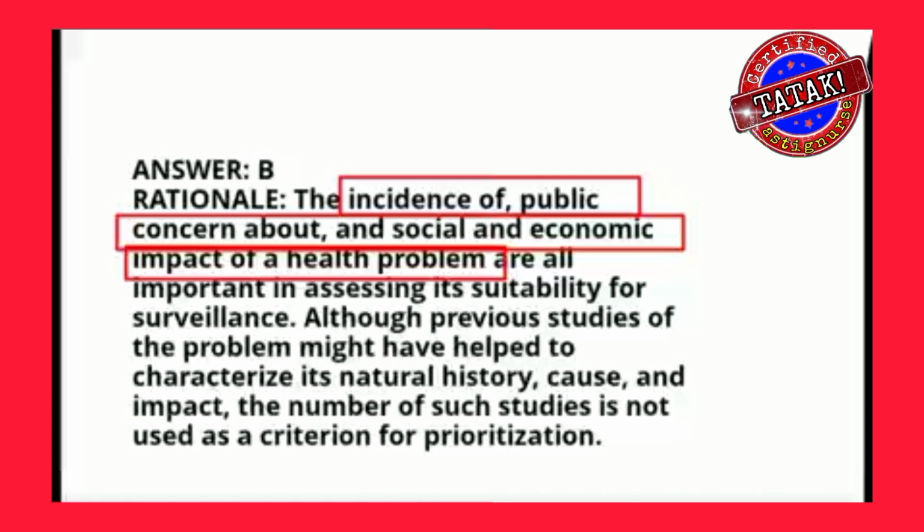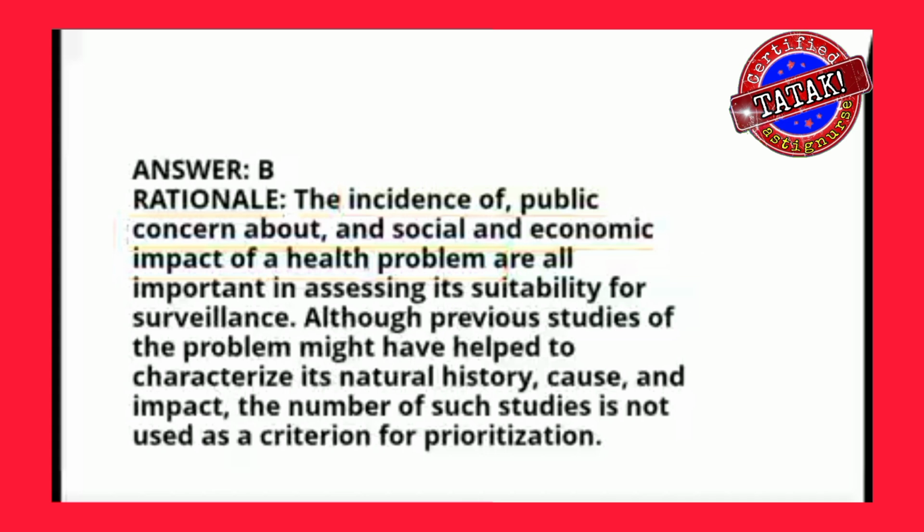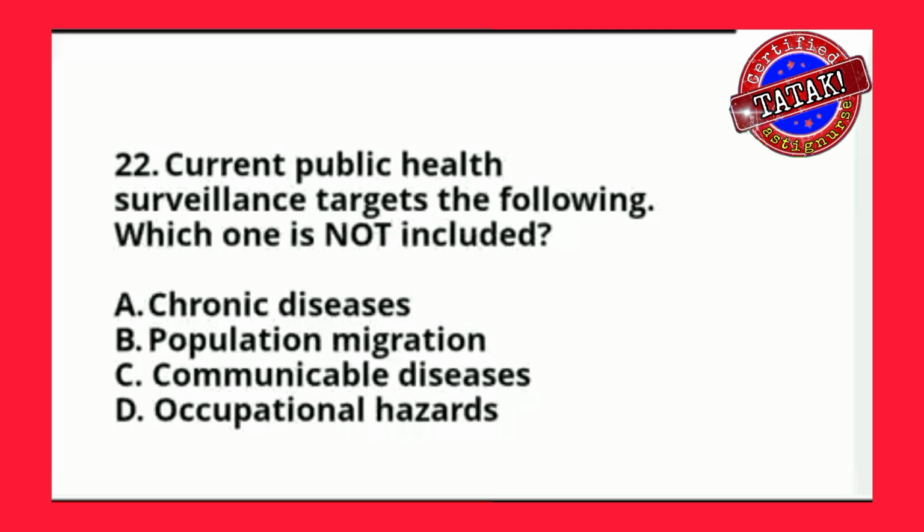So, only the incidence, the public concern, the social and the economic impact of the health problem are all important in assessing its suitability for the needs of surveillance. So, yun lang po ang pwede. So, A, C, and D lang ang ating ginagamit na criteria for prioritization. So, letter B is not included. The next question, number 22, current public health surveillance targets the following. So, which one is not included?